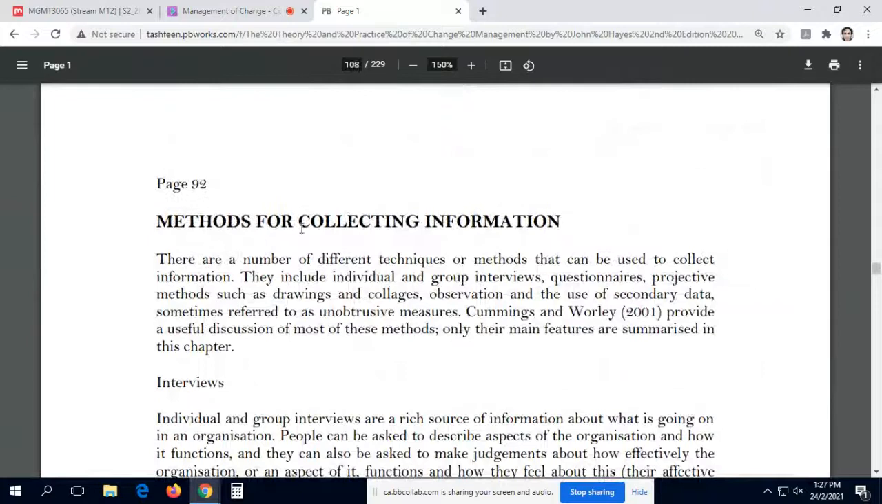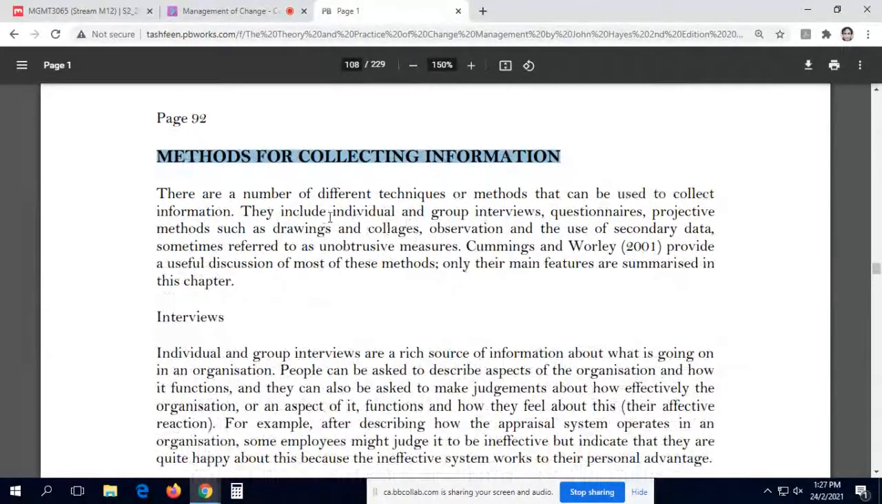Methods for collecting information. What are some of the methods? You know these. If I ask you, if you have to collect data, collect information, what are some of the ways to collect data? I'm sure you will be telling me these same things which are here. So here they are saying individual and group interviews, questionnaires, projective methods, primary data, observations, use of secondary data, use of primary data.